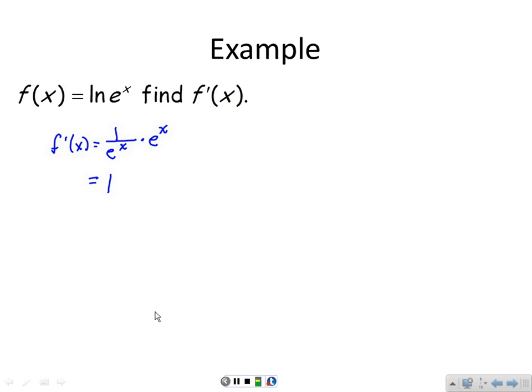But if you remember that if you take the natural log of e^x, the natural log and e are inverses of each other, and so you're just left with x. And so the derivative of x, as we know, is 1. So you can either use your calculus or you can use your log laws, and just remember the natural log of e^x is equal to just x. And so if f(x) is just equal to x, then we know f'(x) is equal to 1. But if you can't remember the log laws, then of course you're going to have to remember your differentiation rules.